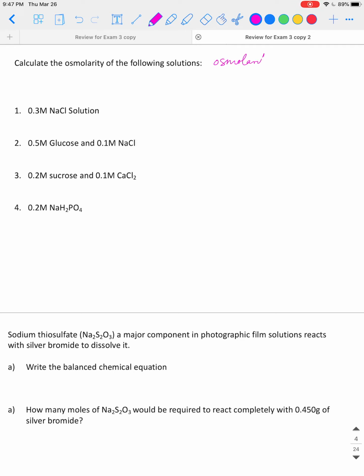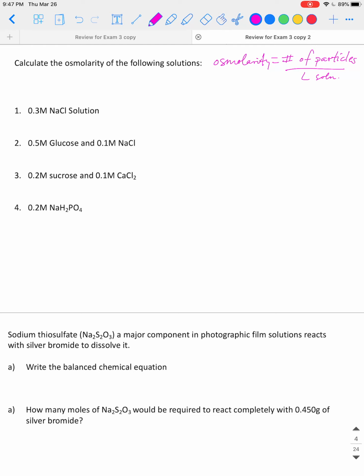Osmolarity equals number of particles per liter of solution. That's osmolarity. So we need to keep that in mind as we go to calculate these things.